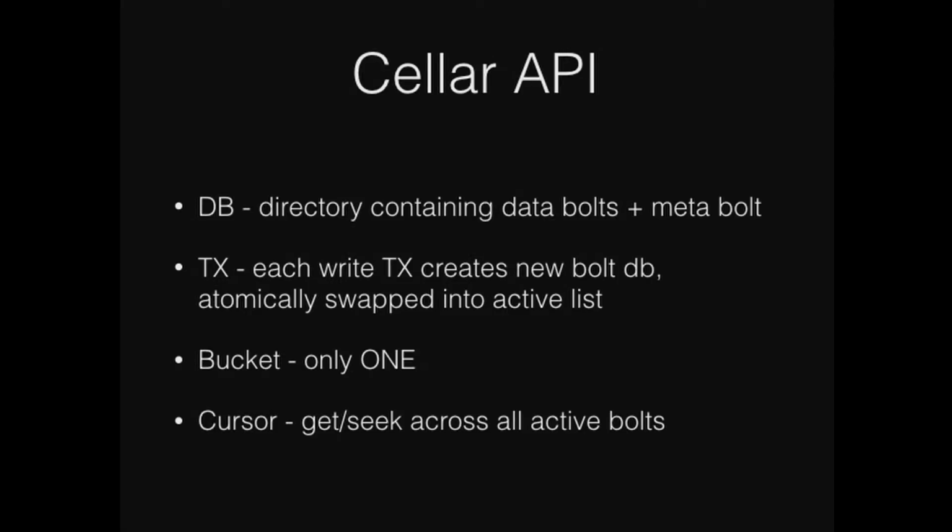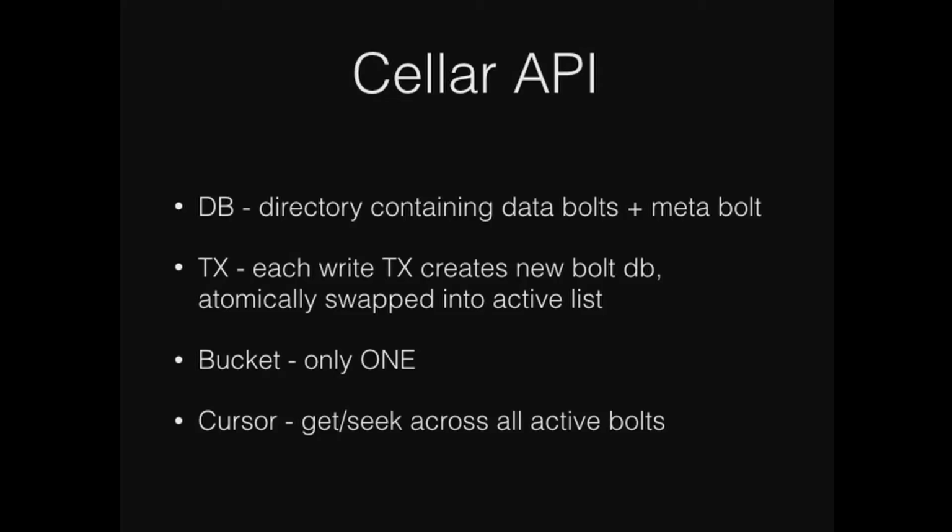Well, with Cellar, which is the wrapper above Bolt that's going to do this LSM technique, we map the following constructs. So the DB now corresponds to a directory containing a bunch of data bolts and one metadata bolt. We have a transaction object, and now each new write transaction is going to be responsible for creating a brand new BoltDB. And then we're atomically going to swap that into a list of active bolts that we maintain.